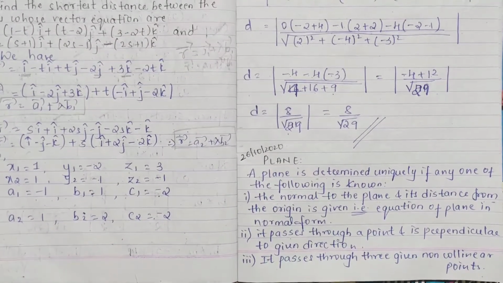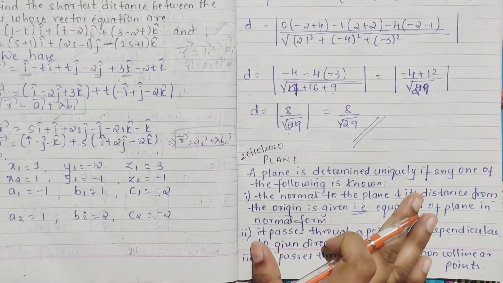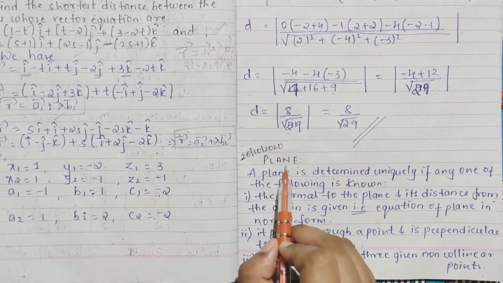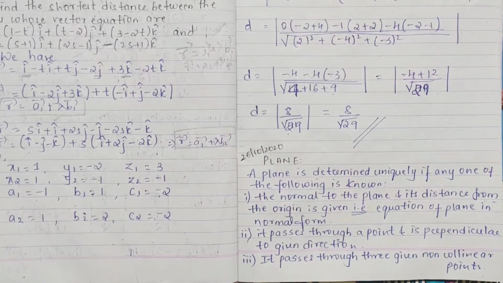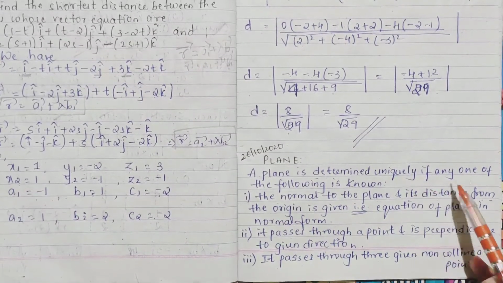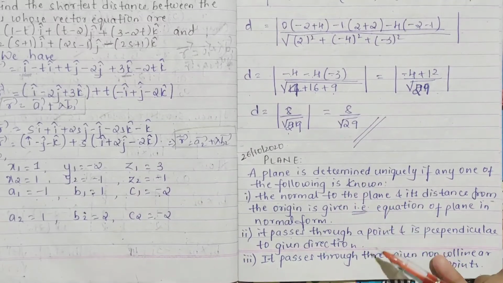So today we will proceed with our next topic. Till last class we have done exercise 11.2. So the next topic is the plane. A plane is determined uniquely if any one of the following is known, right?